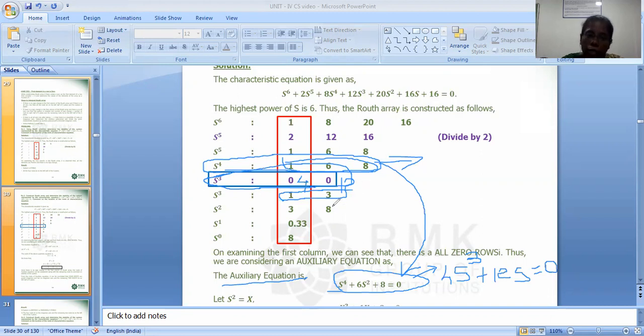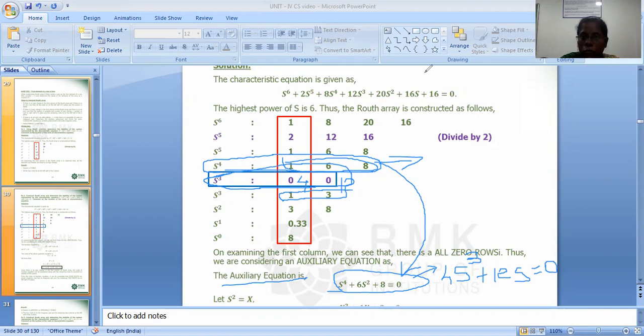Right, now again we have to proceed similarly to the previous problem. We construct this array, and again we check whether any sign changes are available. If there is a sign change, it indicates that that many roots are lying on the right half of the S-plane, which will make the system unstable. If there is no sign change, then all the roots are lying on the left half of the S-plane, so we can say that the system is a stable system.